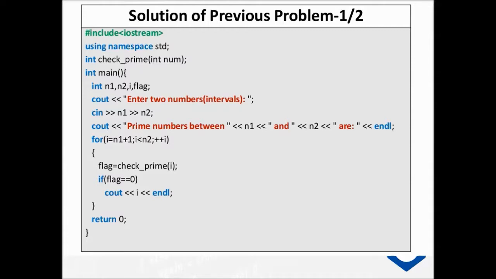Then we check the condition. If flag is equal to 0, cout i and endl, meaning if it is a prime number, then it displays the number on the screen. Otherwise, it shows nothing.